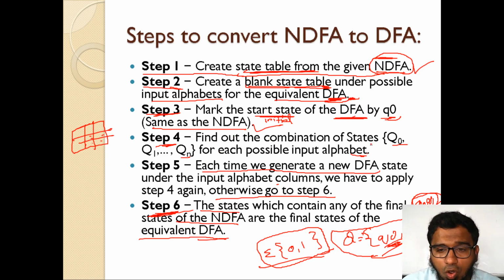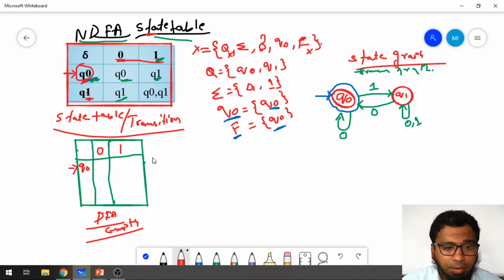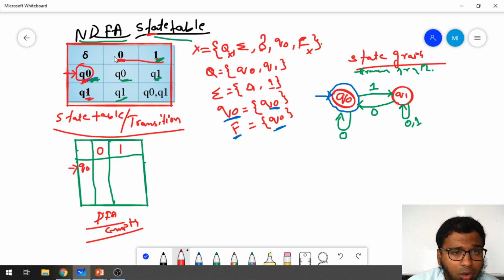Find out the combination of states Q0, Q1, Q2, Q3, and so on up to Qn for each possible input alphabet. So, here Q0, as per this, Q0 on 0, where is it going? Q0. So, here make it Q0.